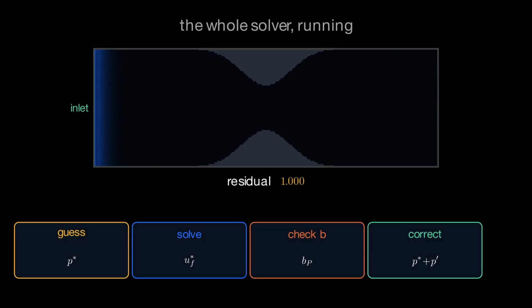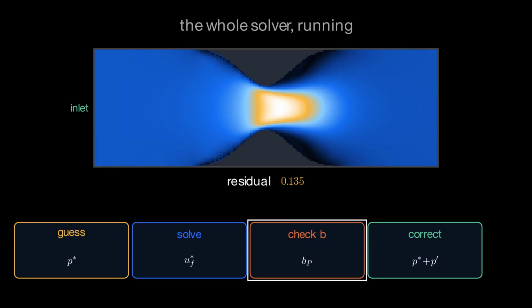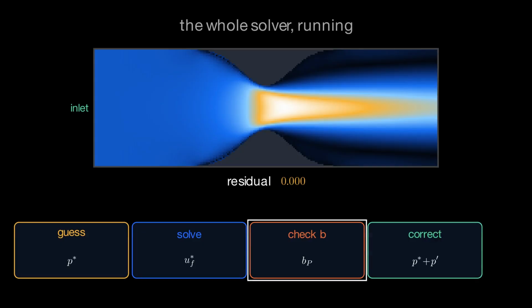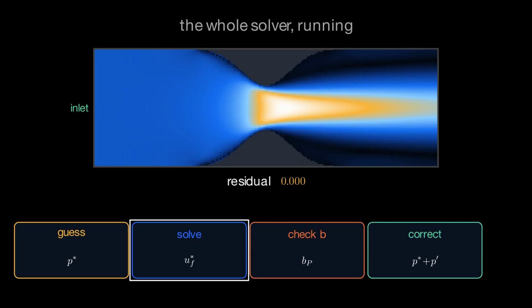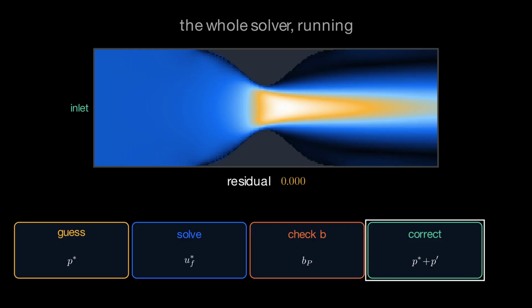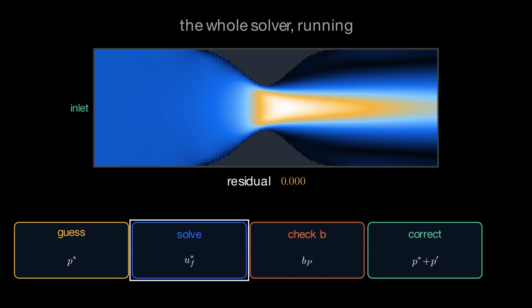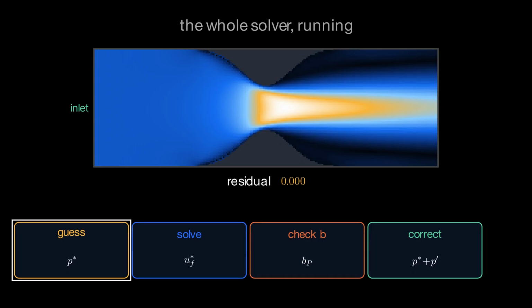Here's the whole thing. On a real problem, flow squeezing through a narrowed tube, a stenosis. The grid is where the equations live. Guess, solve, check, correct, over and over. Watch the flow squeeze through the throat and speed up because the same mass has to fit through a smaller gap. And watch the residual, the total mass imbalance, fall towards zero. When it does, every cell conserves mass, a steady jet through the stenosis. That loop is SIMPLE, computing a flow.